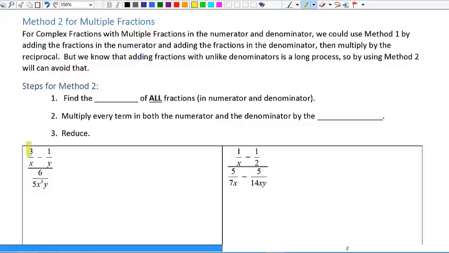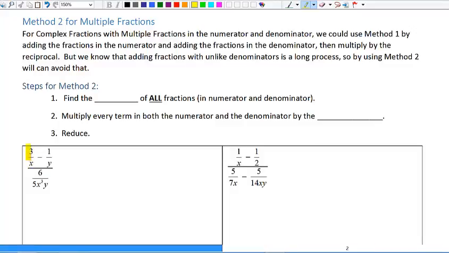The next method we're going to study is method 2 for multiple fractions. Now, for complex fractions with multiple fractions in the numerator and denominator, we still could use method 1 by adding the fractions in the numerator and adding the fractions in the denominator and then multiplying by the reciprocal. But we know from previous lessons that adding fractions with unlike denominators is a long and annoying process. So by using method 2, we can avoid that. So let's go look at this.